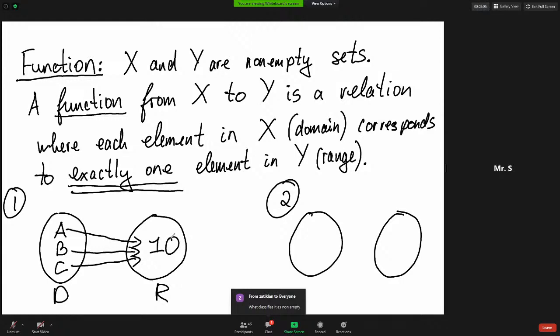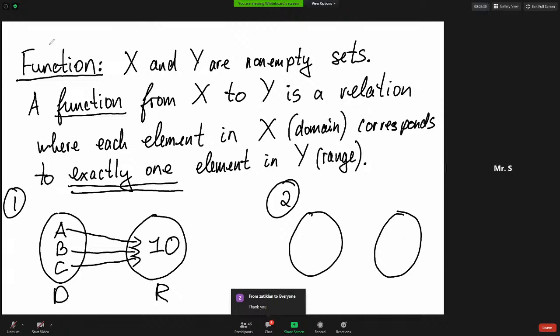what classifies it as non-empty? Non-empty means that there are elements in there. We cannot talk about a function if one of the sets is empty. It's got to contain elements in it. So if I put nothing here and I put 5 here, it doesn't make sense to talk about any sort of correspondence between this empty set and some other set. So that's all that we mean by non-empty.